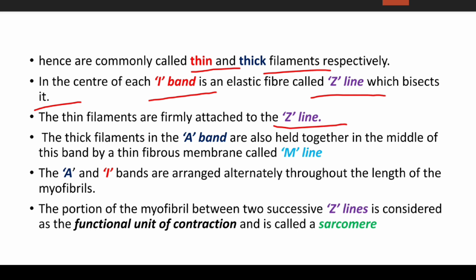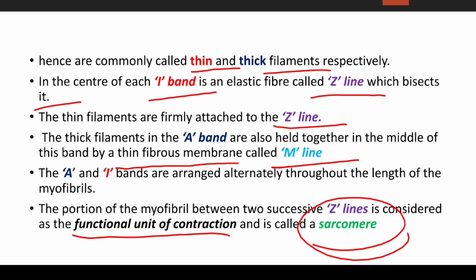The thick filaments in an A band are also held together in the middle of this band by a thin fibrous membrane called the M line. So the A and the I bands are arranged alternately throughout the length of the myofibrils. A portion of the myofibril between successive Z lines is considered the functional unit of contraction, which is called the sarcomere.